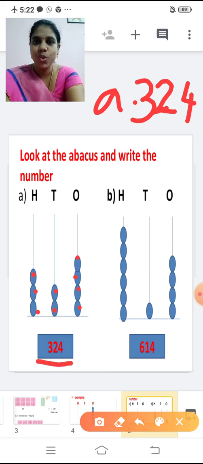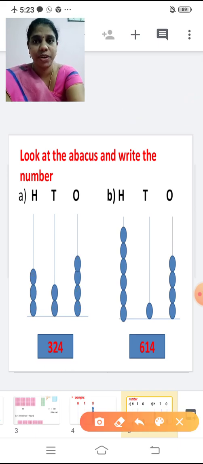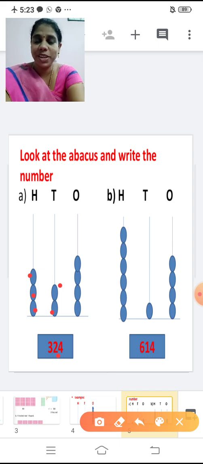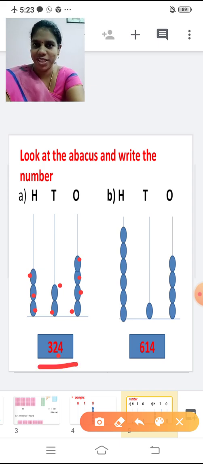I'll repeat it one more time. While writing, you have to start from the leftmost part. So how many hundreds are there? 1, 2, 3. So write 3 in the hundreds place. In the tens place, how many beads? 1, 2. So 2. And in the ones place? 1, 2, 3, 4. So the number formed is 324. Shall we move on to the next sum?